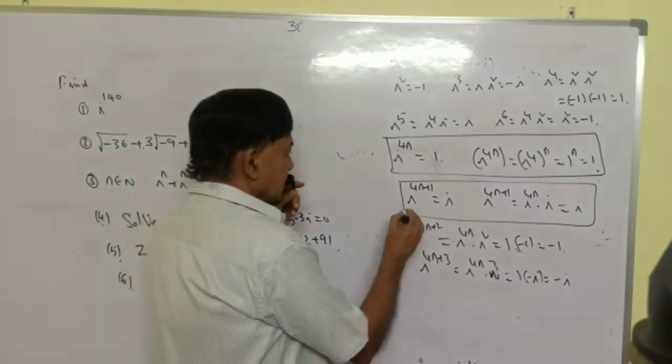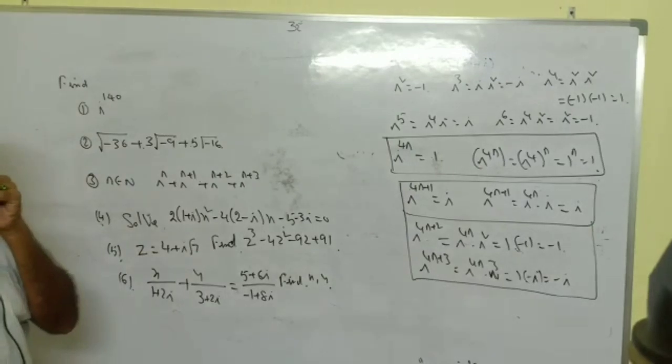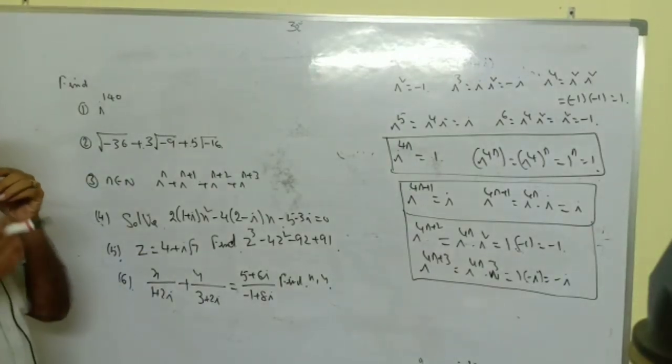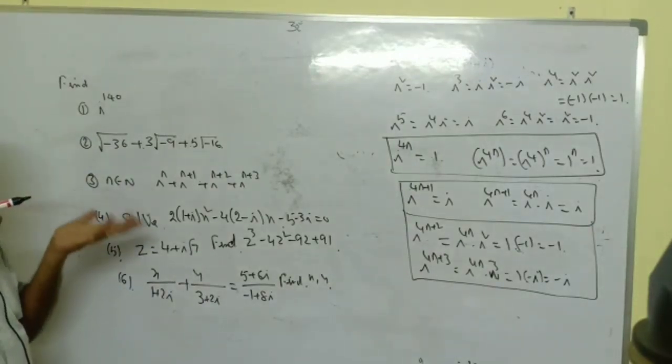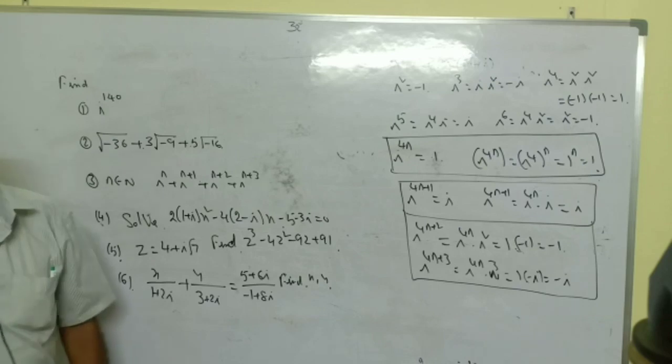So you should notice all these manipulations. i square is minus 1, i cube is minus i, i power 4 is 1, i power 5 is once again i, i power 6 is minus 1. Like that.